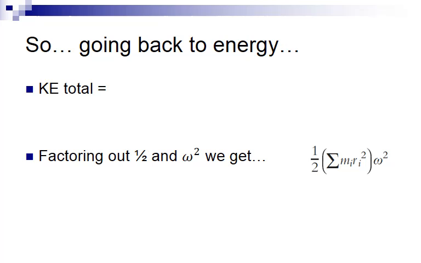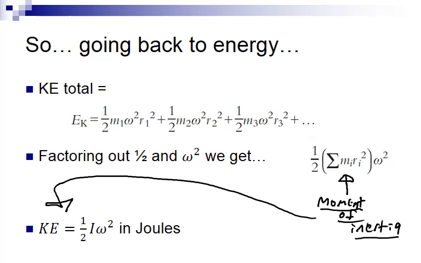So again, if we consider the energy of the system and we factor out the 1/2 and the omega squared, the middle portion is the moment of inertia. So whatever object it is, we can add up the total amount of energy by knowing the moment of inertia and adding up the different moments of inertia to get the total amount in joules.